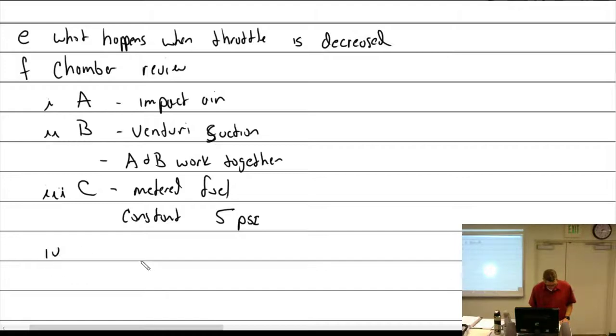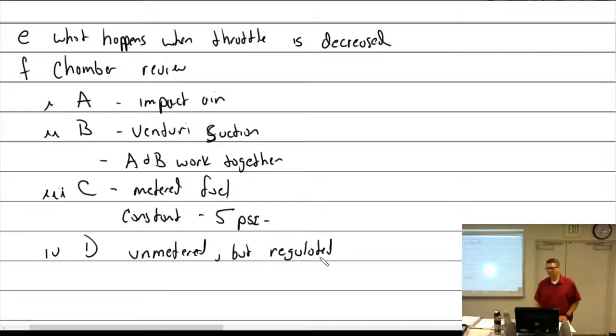What else do I got? It's held constant, right? What holds it constant? Okay. A, B, C, D. D is? Unmetered, but regulated.